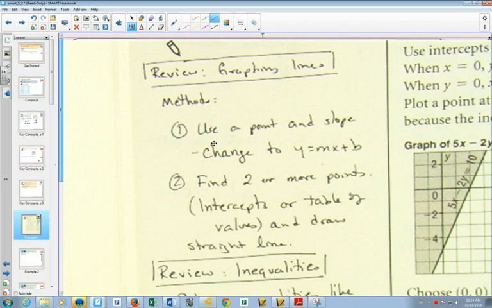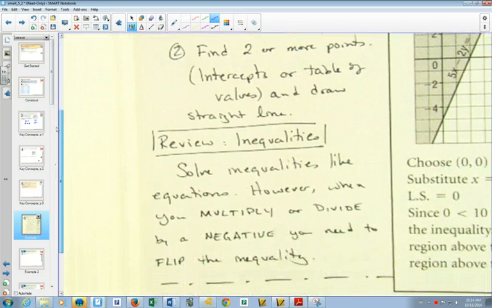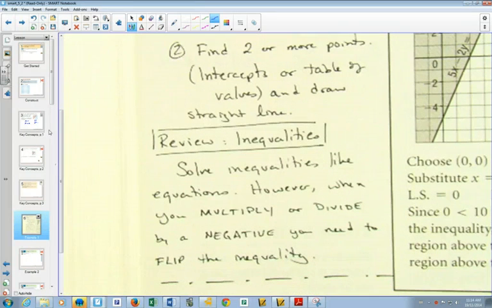The review of inequalities. The main thing from inequalities that you need to know is you solve inequalities the same as equations. So what you do to one side of the equation, you do to the other. However, if you multiply or divide by a negative number, then your inequality gets flipped. So you remember that from last year. That's the main thing that's different with inequalities from equations. That one additional rule.